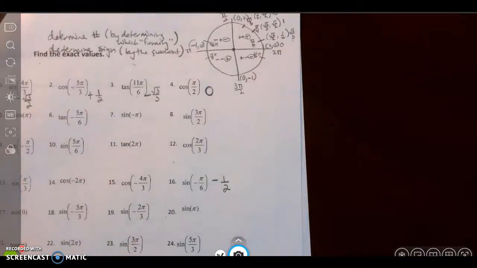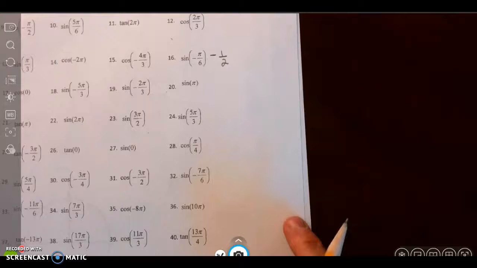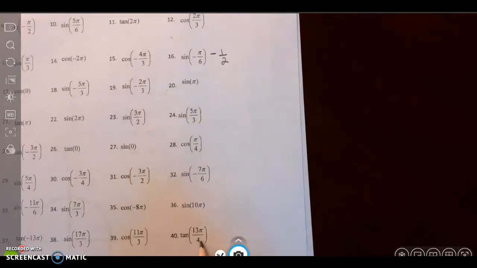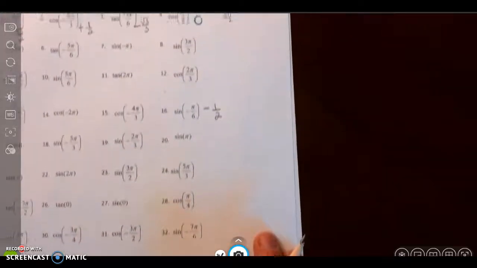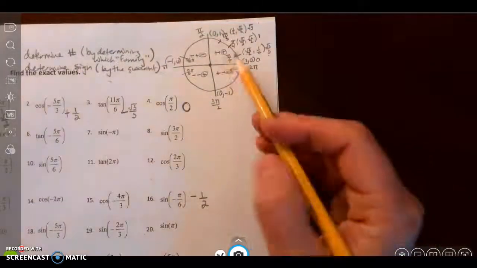All right, let's skip down here to, let's do 13 pi over 4. The tangent of 13 pi over 4, this is my pi over 4 family and the tangent. So I go up here to my circle. In my pi over 4 family, the tangent is 1. So I know that the number part is 1. I need to figure out where 13 pi over 4 is. Well, 4 goes into 13 how many times?